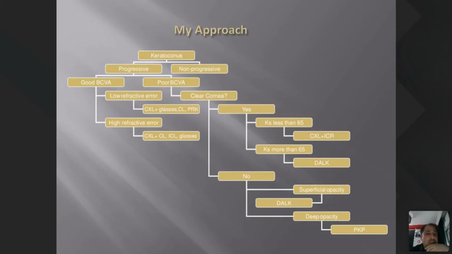If the patient is having low refractive error, after cross-linking, the patient might be very, very happy with the glasses, because patients with low refractive errors do very well with the glasses, and they usually don't suffer a lot of aberrations, and it's a very safe thing. So you do the cross-linking, you give the patient glasses or spectacles, and that's it. And the patient keeps coming every now and then to check again for the success of cross-linking and the potential of progression.